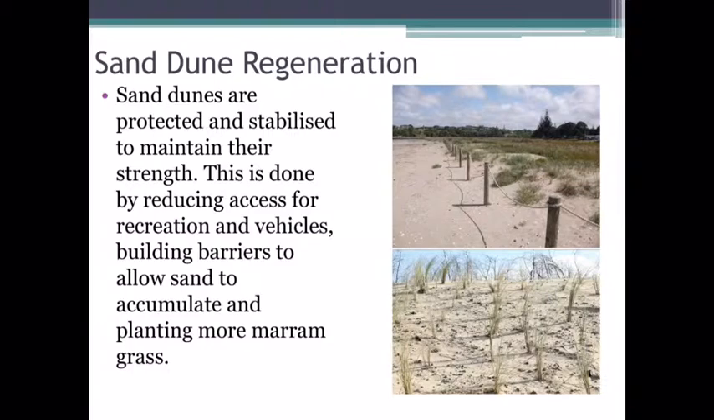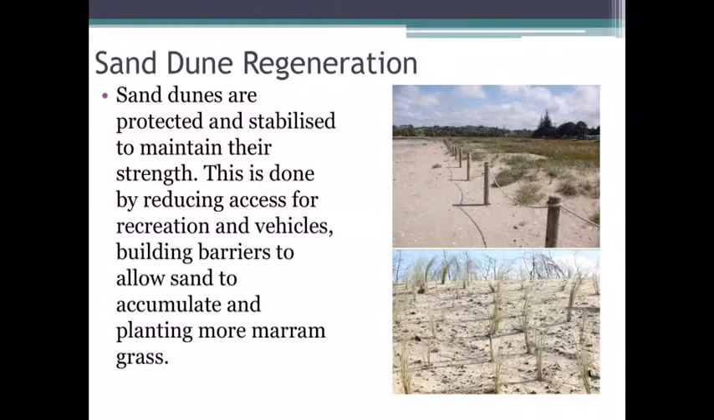The final method of soft engineering, my favourite soft engineering method, if I had to commit to one, is this one, sand dune regeneration. So sand dunes are a fantastic method of protecting the coastline. They look great, they have great amenity value for human beings and for animals. And so that's why I think that they're a very, very useful method of coastal protection. So what happens here is that sand dunes are protected, they're supported to become more effective and to grow more quickly.